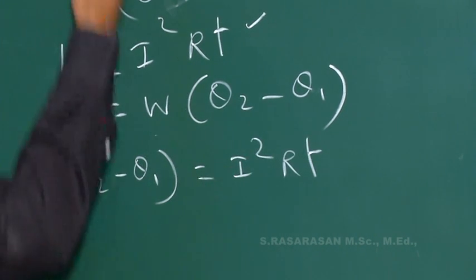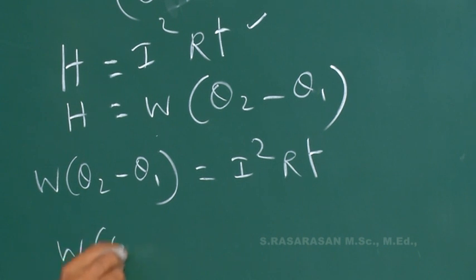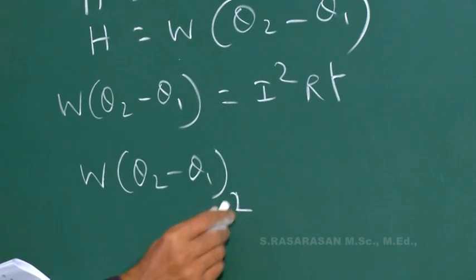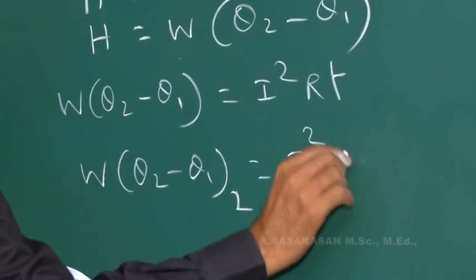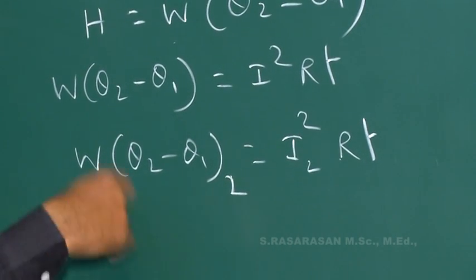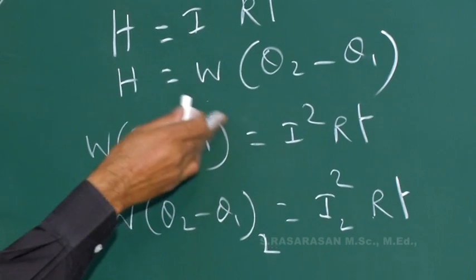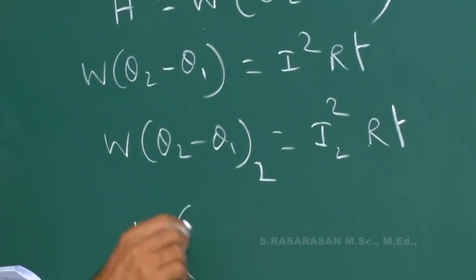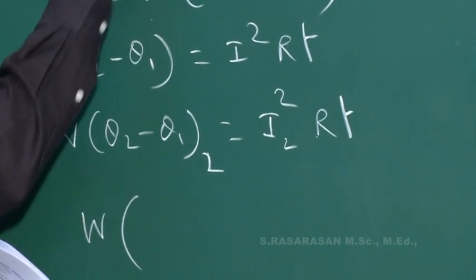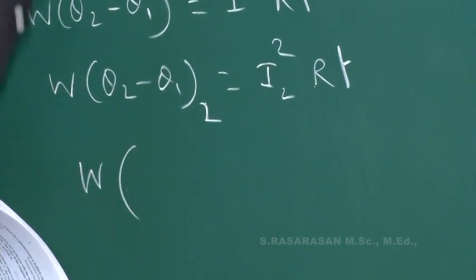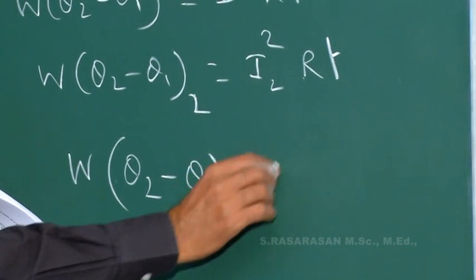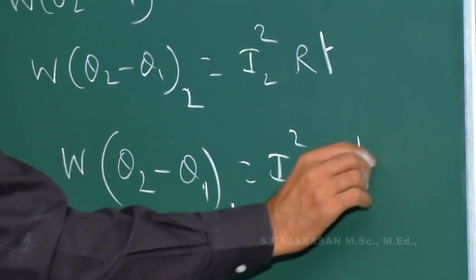Let us write this equation for the first data. W into theta 2 minus theta 1 in the second case is equal to I2 square RT. R and T are same. This is the equation using the second set of data. Now let us write the equation using the first set of data: theta 2 minus theta 1 in the first case is equal to I1 square RT.